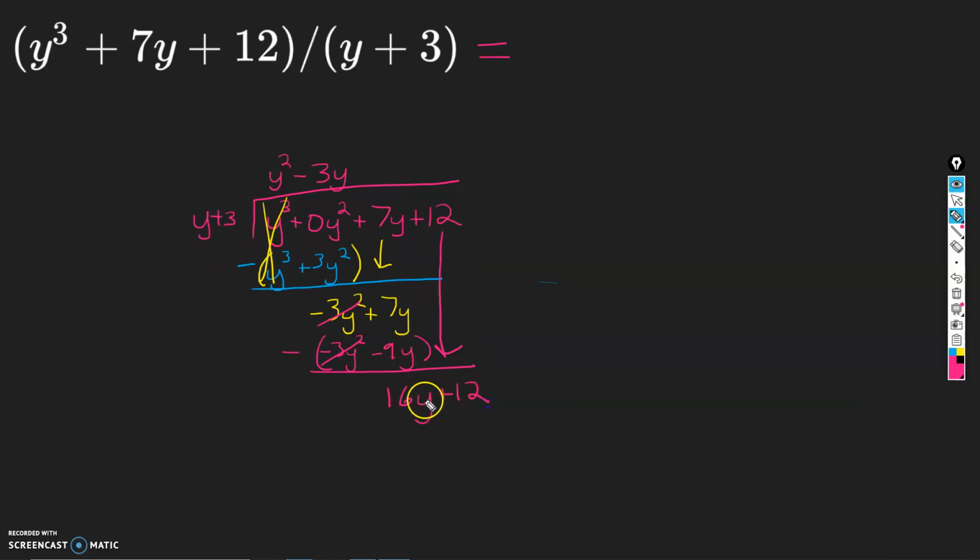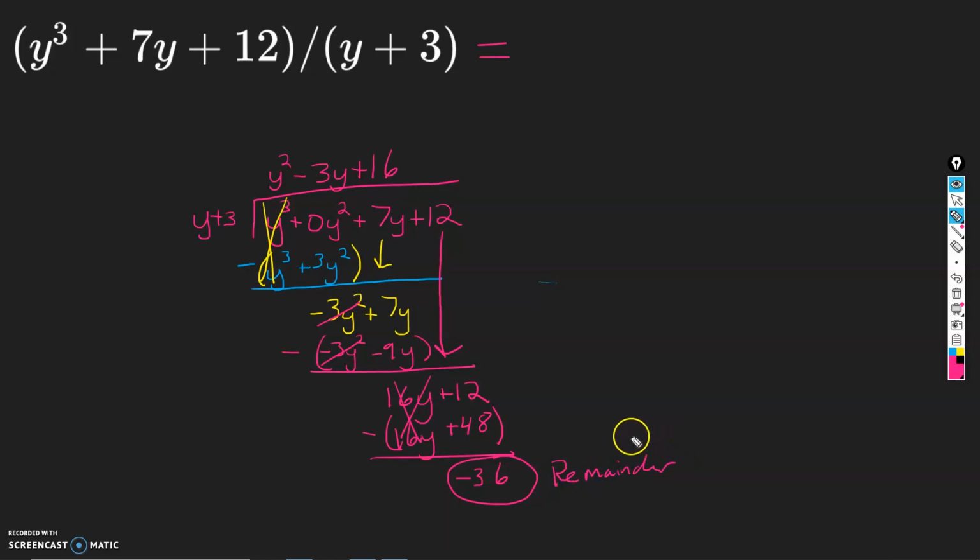So y goes into 16y now, 16 times, positive 16 times. 16 times y is 16y. 16 times positive 3, let's see, 30 plus 18 is positive 48. Okay, and we're going to subtract. 16y minus 16y, those blow out. 12 minus 48, this will be negative 36, and now we're out. So this guy here is our remainder.